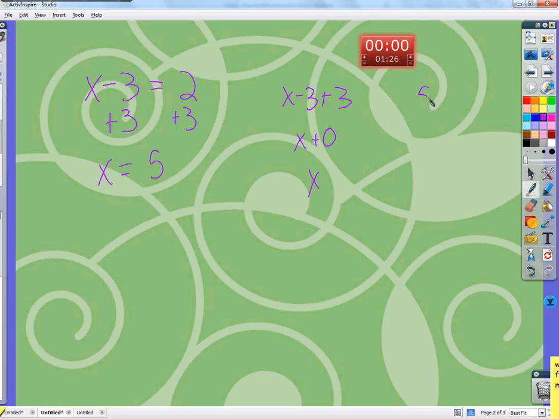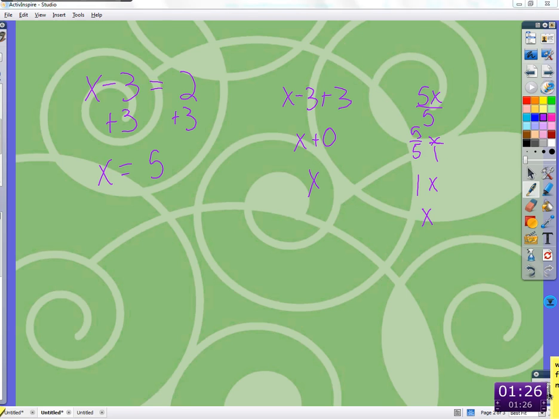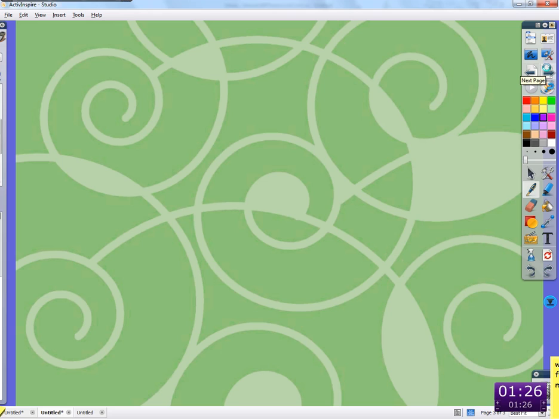Same with 5x. We divide that by 5. What we're really doing is multiplying 5 fifths by x. X over 1, if you like. And 5 over 5 is what? 1. And so we have 1 times x, which is just x. Those are the things we're really doing. We don't have to write all the steps down every time, but we don't want to lose sight of that fact. That is what we're doing. Okay. So that's what you call a one-step equation.